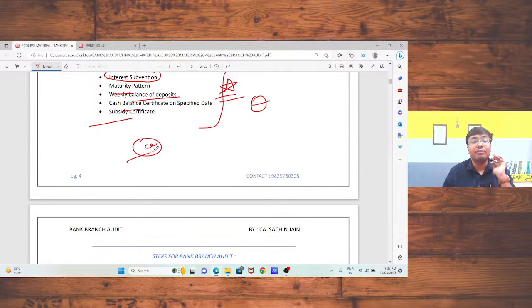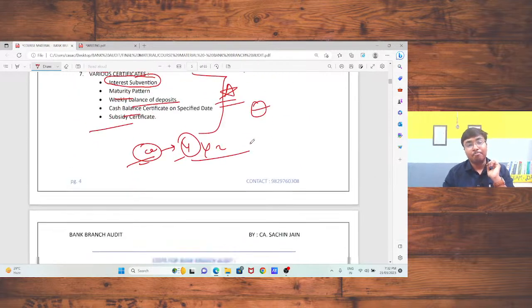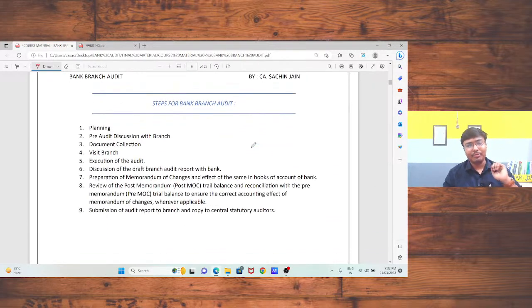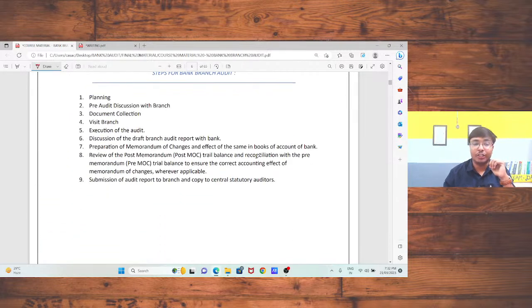Once you enroll with one bank, then it is 4 years. So do your work with 100% efficiency. Okay, sir. So that is what the reports are which we need to submit with the bank branch audit.